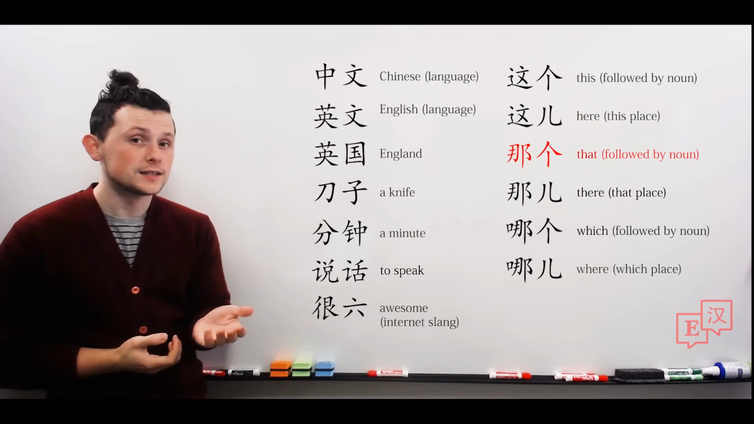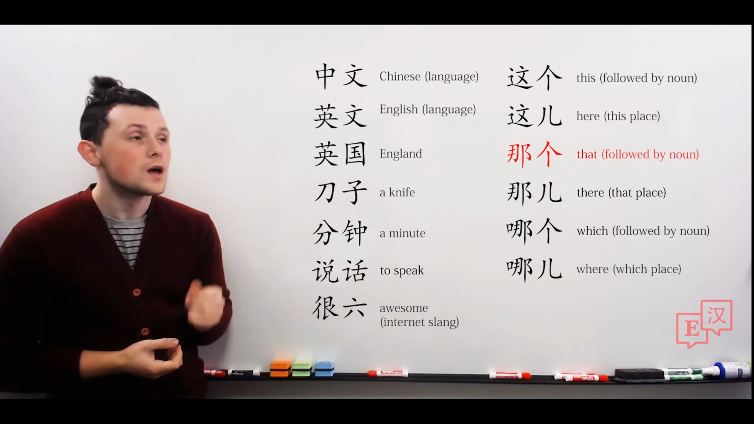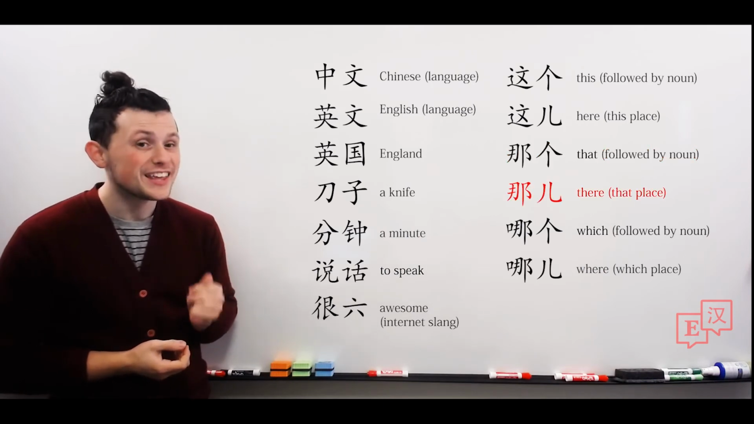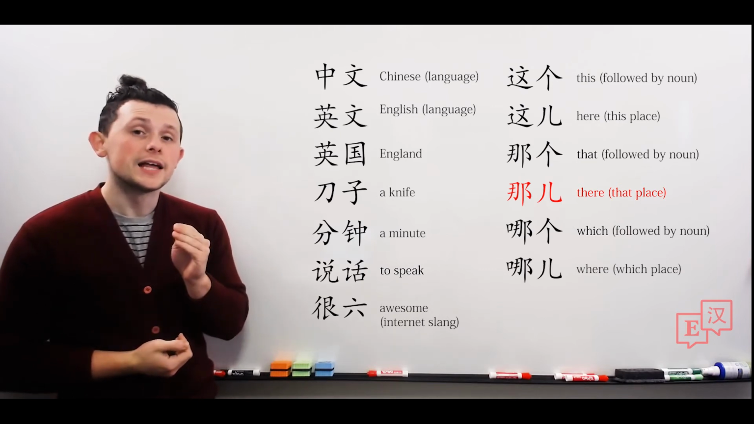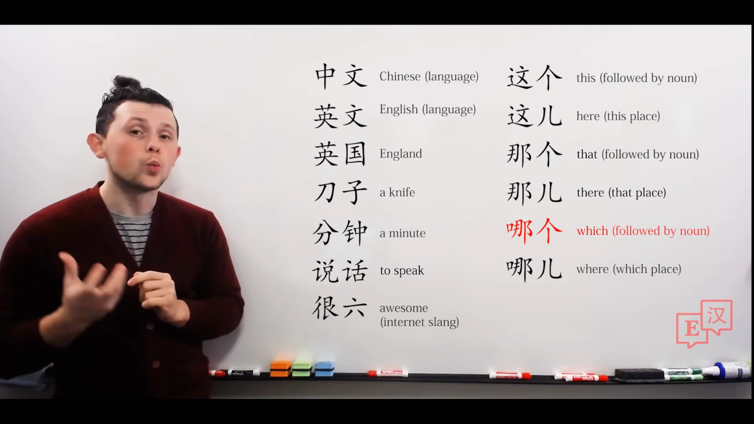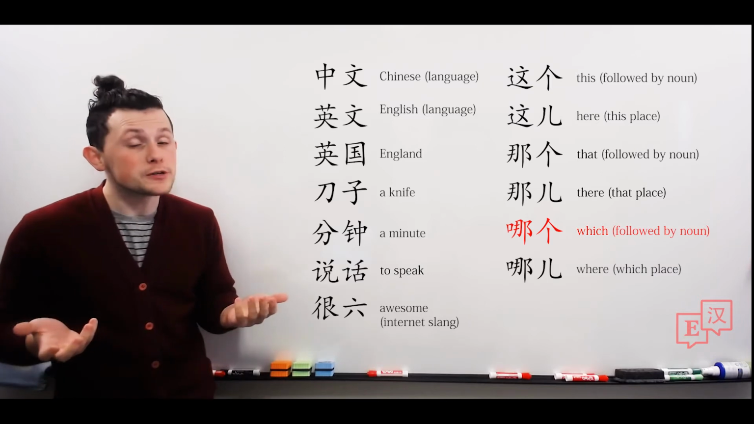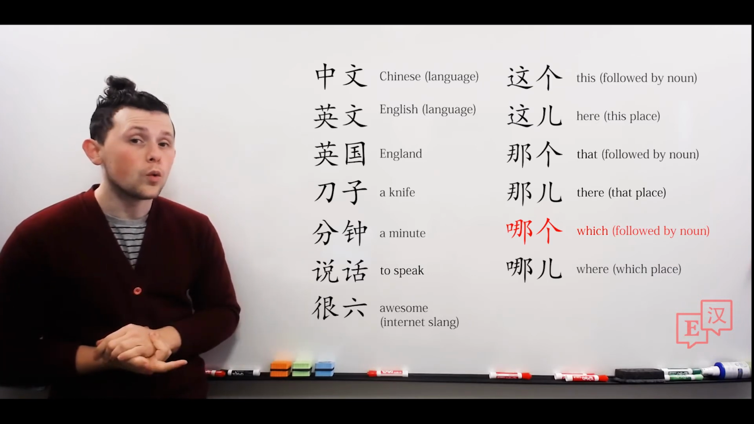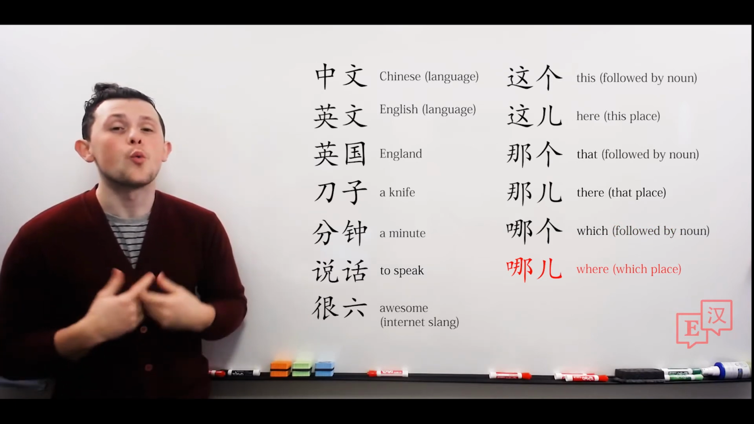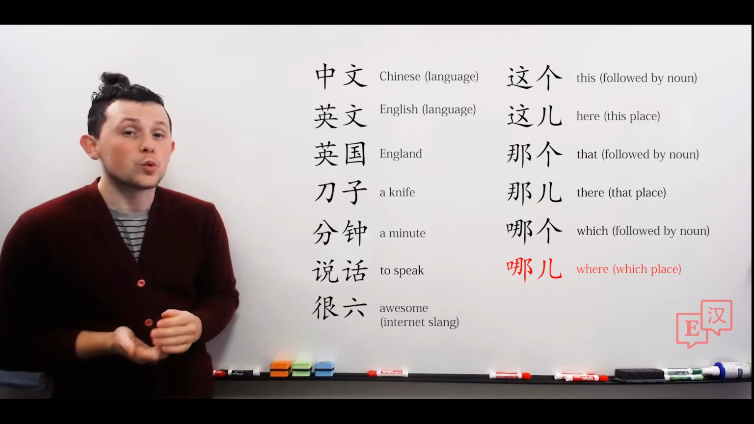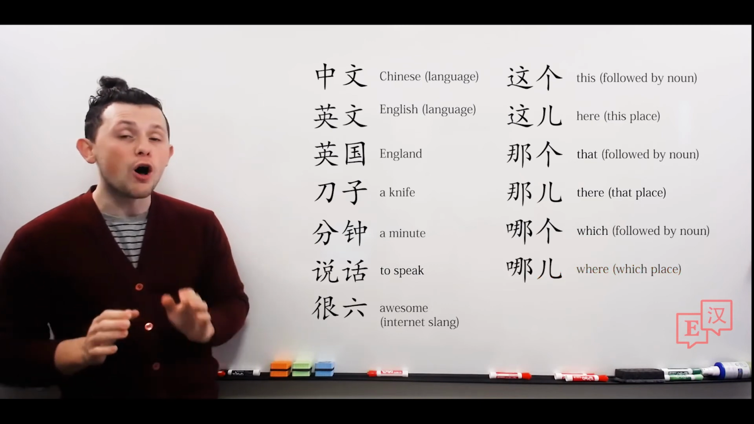那个, that. Kind of like that thing. 那儿, there. That place. And last, 哪个, which or which thing. Again, followed by a noun. 哪个人, which person. Or 哪儿, which place. Or in English, where. The word for where. The question of where is it? 哪儿. That is all for our words.